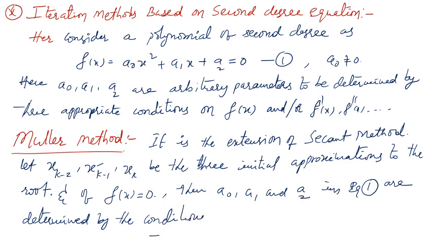So how many conditions do I need to evaluate the three constants a0, a1, a2? I need three conditions. What are the conditions? At each point xk minus 2, xk minus 1, xk, you express the function f of x. At xk minus 2, what is the function? fk minus 2, f of xk minus 2. Simply the notation is fk minus 2. It is equal to a0 xk minus 2 square plus a1 xk minus 2 plus a2, right? I will write like this, at x equal to xk minus 2.